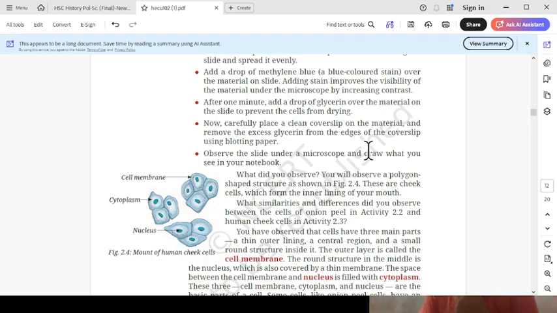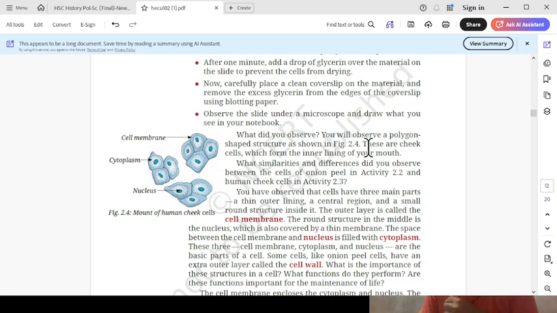Now carefully place a clean cover slip on the material and remove the excess glycerin from the edges of the cover slip using blotting paper, and observe the slide under a microscope and draw what you see in the notebook.